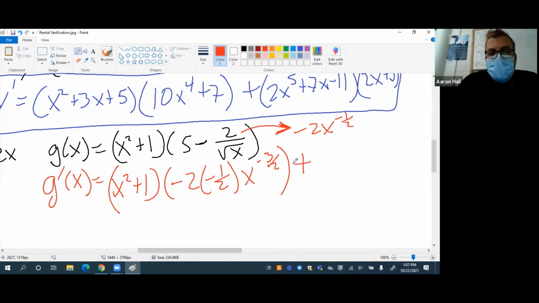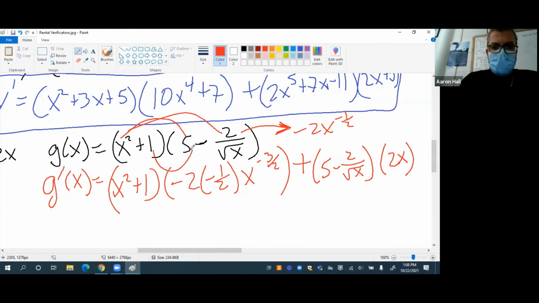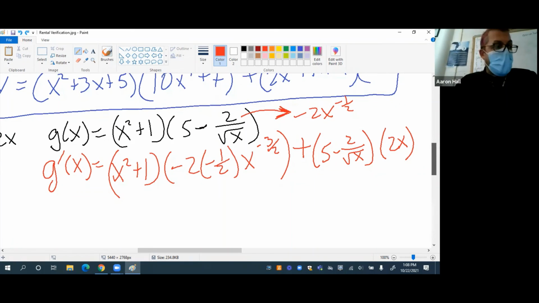Plus 5 minus 2 over the square root of x, times 2x. Now we're done. That is so cool that we have this pattern. This would be so messy otherwise. When I get this one, it wouldn't be too bad, right? I'd distribute here and here and then here and here, and then we have a bunch of terms, and then we take the derivative of each. That one wouldn't be so bad, but they could get really ugly.